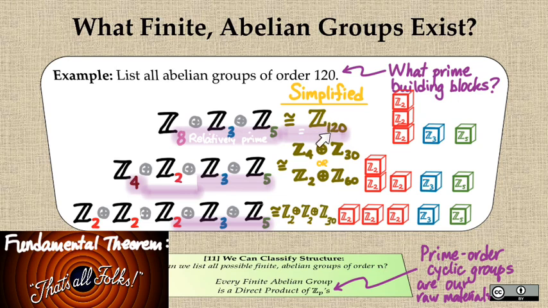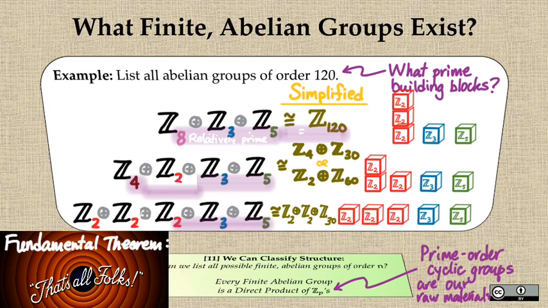And so in simplified form, here are the 3 different structures that we can have for an abelian group of order 120. It could be cyclic, so it could be a cyclic group of order 120. Or it could have factors 4 and 30 or 2 and 60, and those 2 actually give me the same group up to isomorphism. Or it could have the factors 2, 2, and 30, which is giving me a different one altogether.